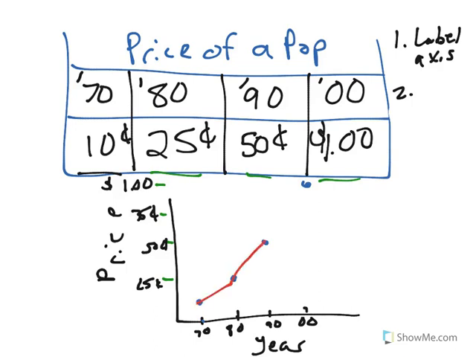So you can see, if I had to write one sentence about the price of pop, what would I write? I would write, the price keeps rising.